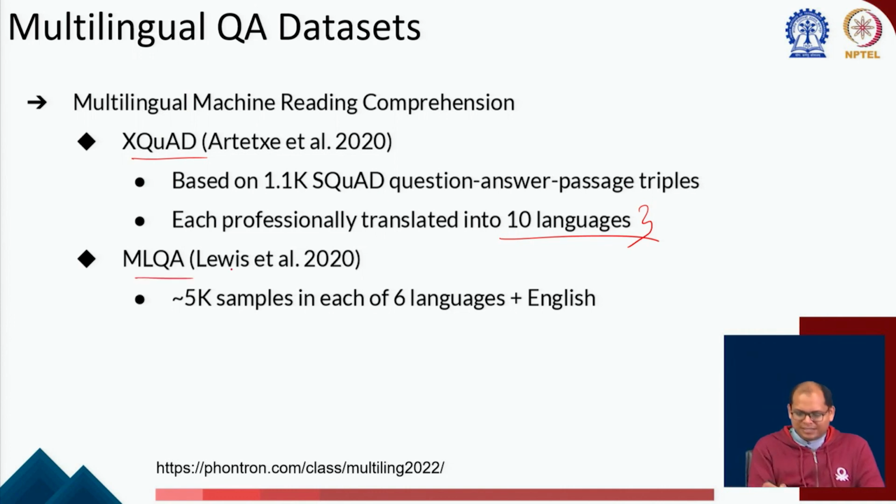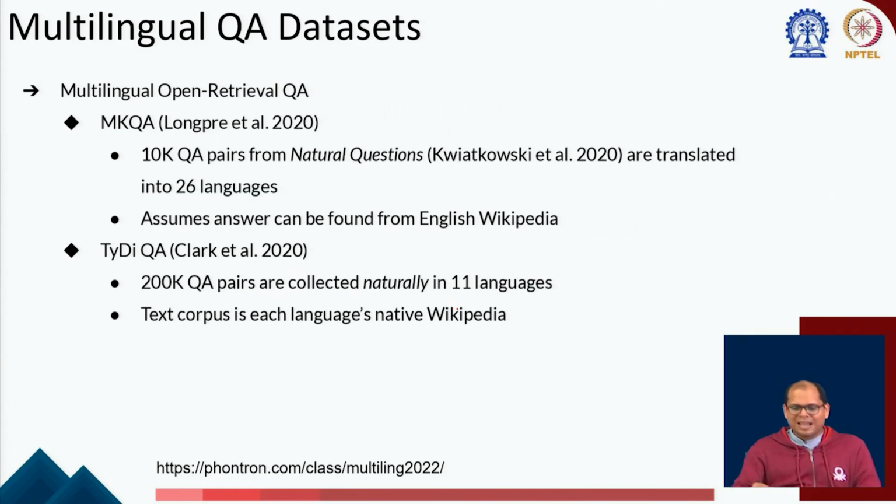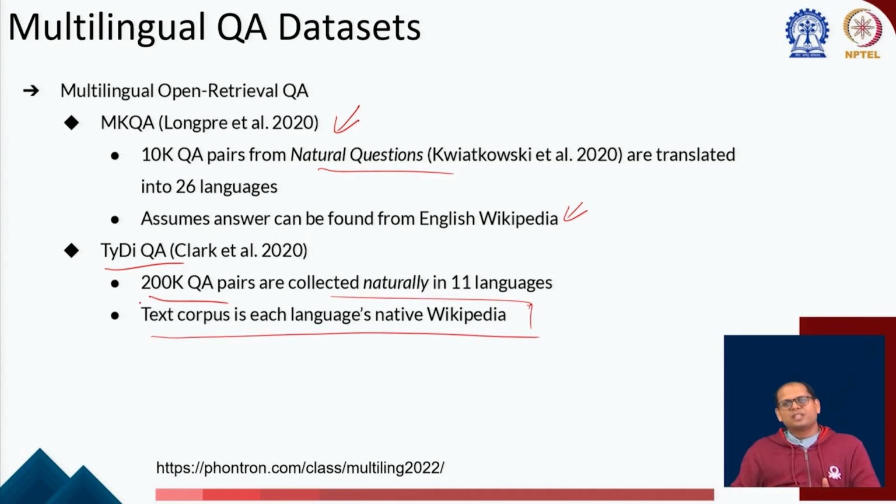Then you have the MLQA dataset, which has 5K samples in each of 6 languages and also in English. Then the MKQA dataset, where the Natural Questions were translated into 26 languages, and it assumes the answer can be found from English Wikipedia. And then TyDi QA, one of the recent ones that is very popular, which has 200,000 question-answer pairs collected naturally in 11 languages. It's not translation, and you have each language's native Wikipedia as the text corpus. So these are some popular data sets. Specifically, TyDi QA has recently been very popular.